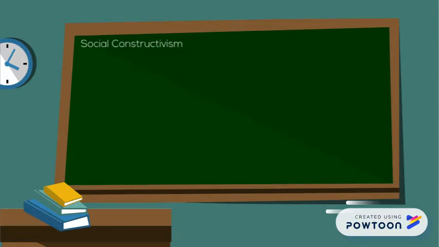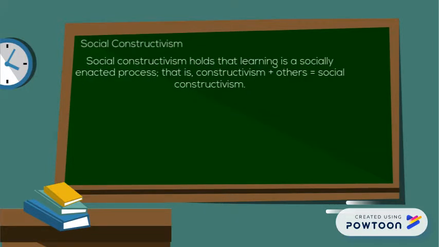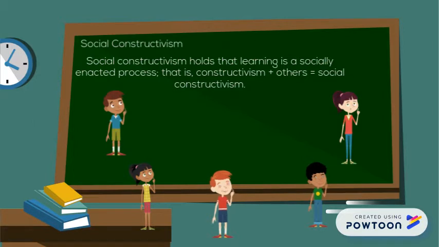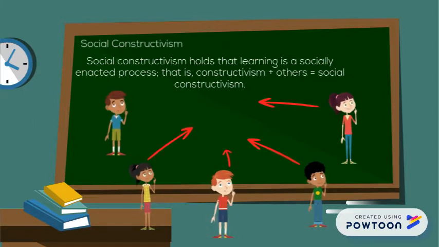Social constructivism holds that learning is a socially enacted process, that is, constructivism plus others equals social constructivism. The main focus is collaboration with others, where the learners construct their own knowledge based off their own past experiences, and this is the foundation that is built upon through engagement with others. Learners can add to or sometimes change their previous knowledge set.